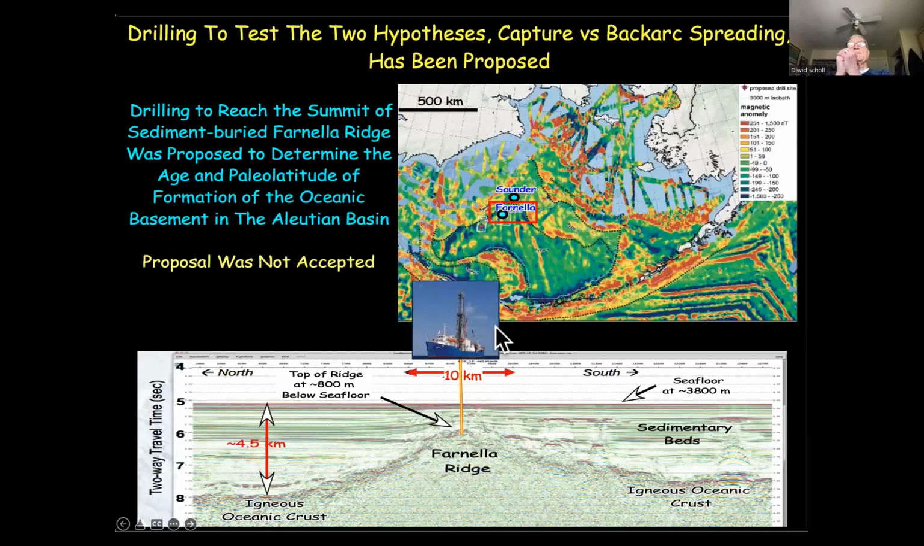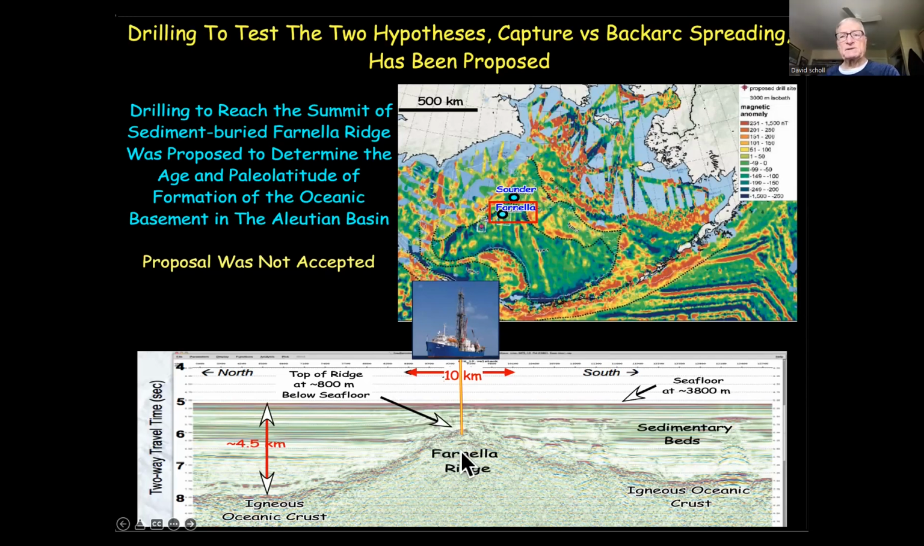Okay, now we attempted to test this model. These are the magnetic anomalies here. Bowers is a high seamount that we could drill. We proposed to drill the seamount. We wanted to get the age. This is the buried piece of basement crust here. We wanted to get the paleolatitude of its formation. Our proposal was not accepted, so it didn't happen.